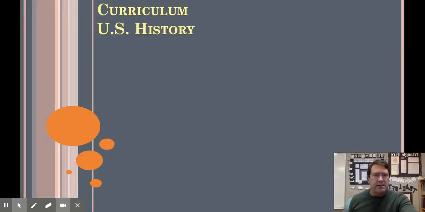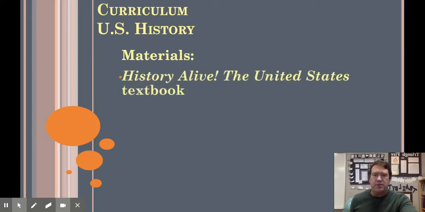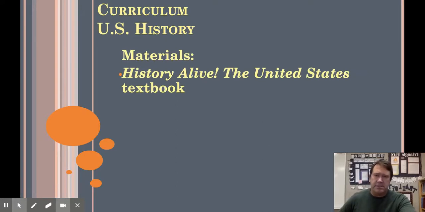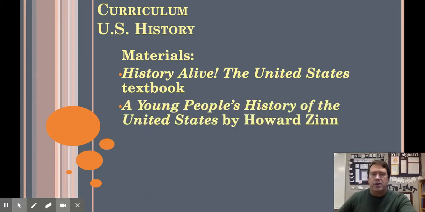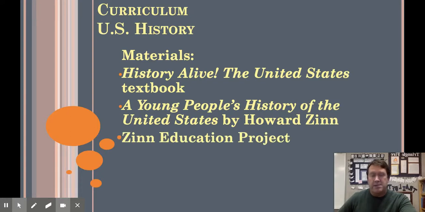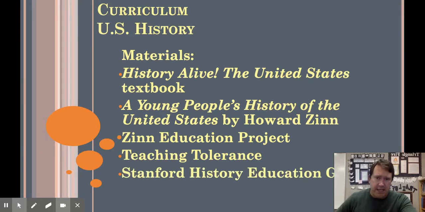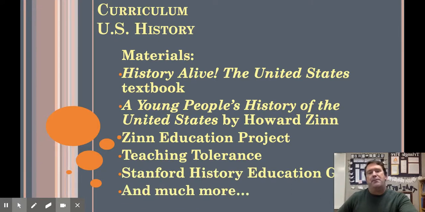So, some curriculum issues with US history. We use a lot of different materials to study US history. We do have a History Alive textbook. We also use Young People's History of the United States by Howard Zinn. And then there's several online history platforms that are incredible: Zinn Education Project, Teaching Tolerance, and the Stanford History Education Group, and much more.